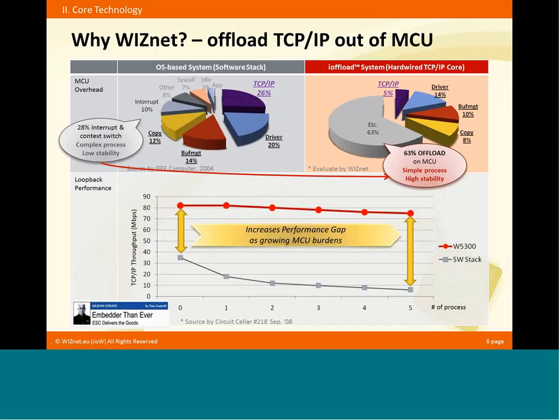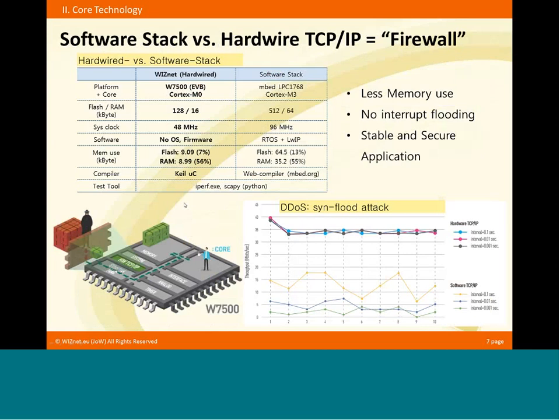And you can start many processes, and you keep the real-time capability on those processes, so that the internet traffic does not disturb the application, and the application does not disturb the internet performance. And here we have another comparison where we say this hardware TCP/IP acts like a firewall. It's a security advantage in parallel to that performance advantage.